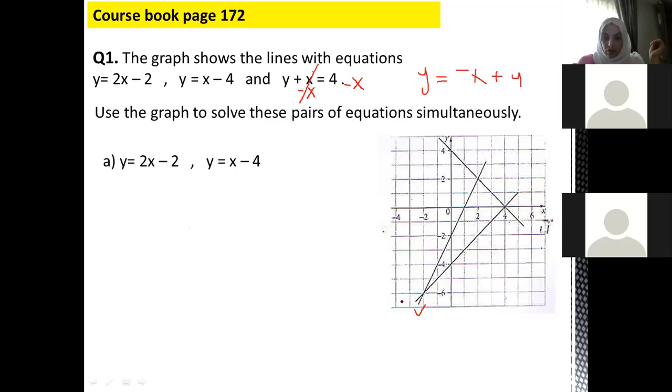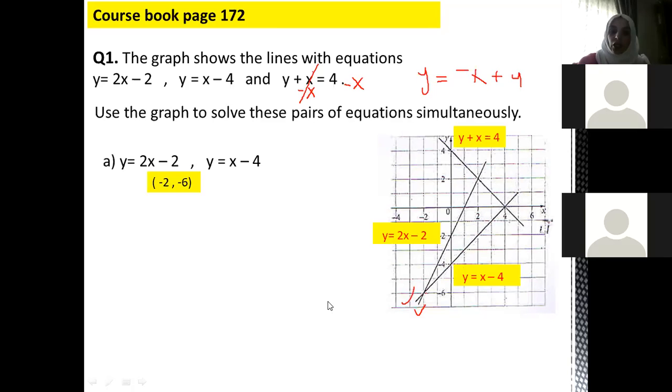It's negative 2 is negative 6. Yes, it's negative 2 and negative 6. That's right, yeah. Celine, I wrote the equations for you, and it's negative 2, negative 6. Excellent, Celine. Thank you. Who else? The second one.